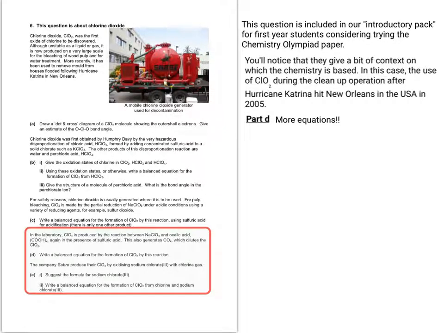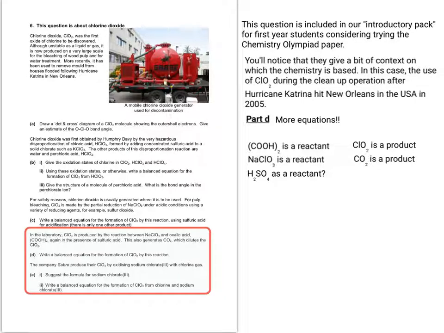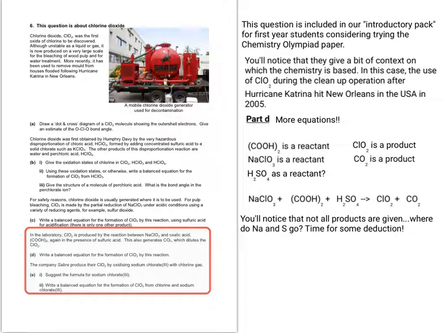Okay, so it gives you ClO2 as a product. So we have CO2 as a product, oxalic acid as a reactant, and NaClO3 as a reactant as well. So it says in the presence of sulfuric acid, so we could consider that to be a reactant this time. So this time you'll see they've given us a little bit less information than we might need. So where does the sodium go, where does the sulfur go? So we can have a think about that based on what we deduced last time.